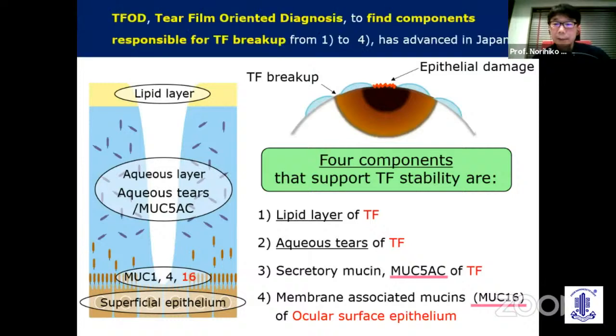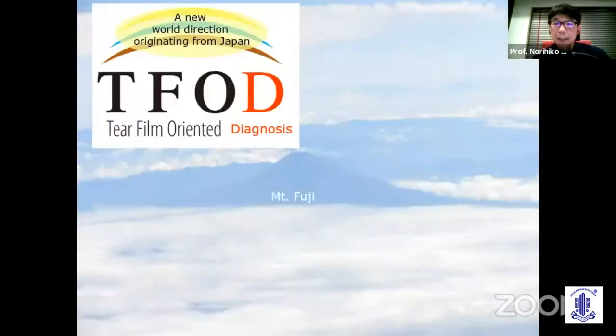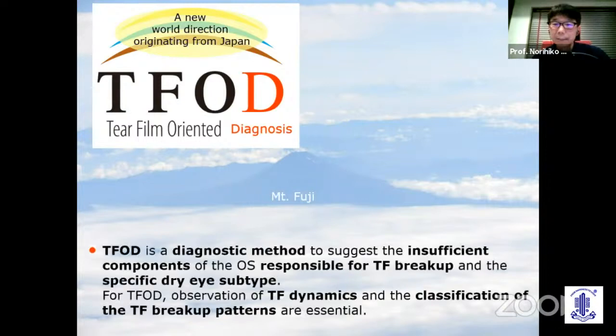TFOD, tear film oriented diagnosis, to find the components responsible for tear film breakup from 1 to 4, has advanced in Japan. Tear film oriented diagnosis, or TFOD, is a new world direction originating from Japan. TFOD is a diagnostic method to suggest the insufficient component of the ocular surface responsible for tear film breakup and the specific dry eye subtype.